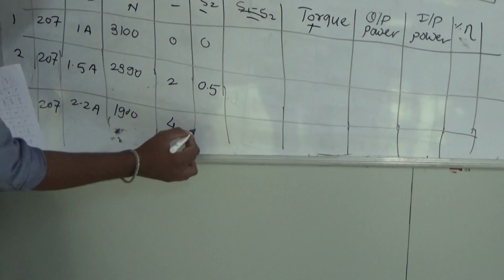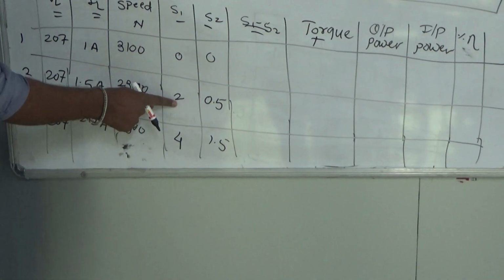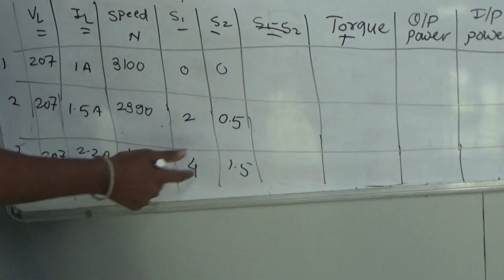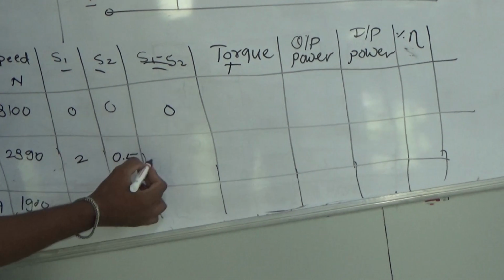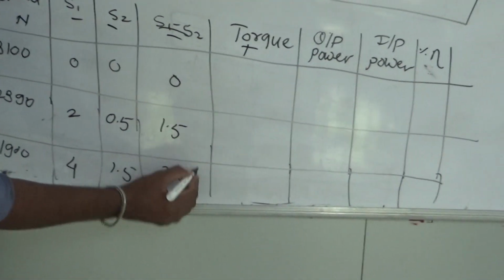So now you can see whenever I am increasing the load, the load has been increased to 4, at that time my speed decreases. So the difference I will write here: 0, 1.5 and 4 minus 1.5, 2.5.